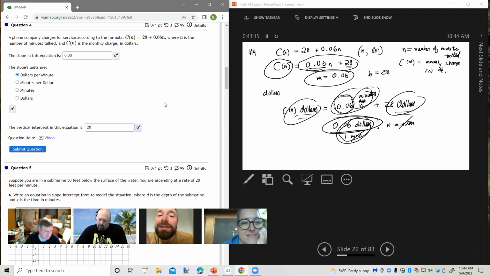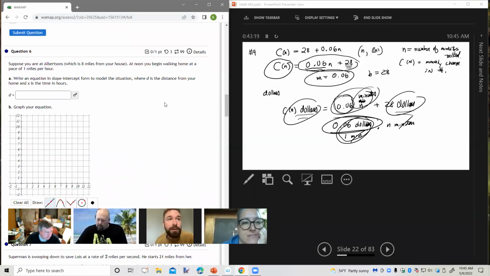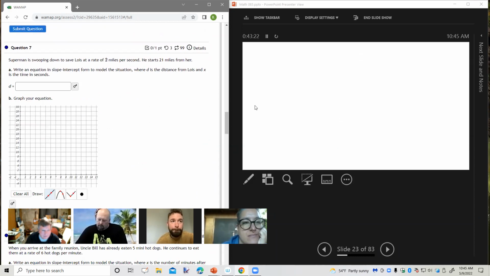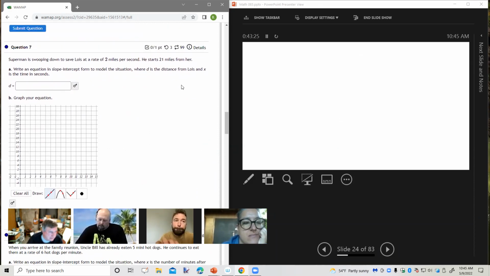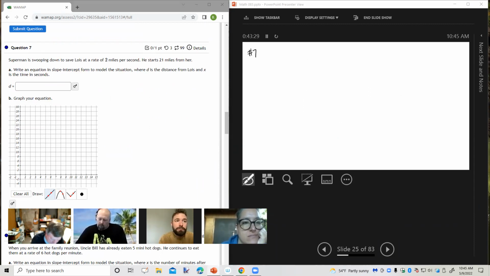Okay. Well, let's go on to another example. And let's take a look at number 7. Superman is swooping down to save Lois, that would be Lois Lane, at a rate of 2 miles per second. He starts 21 miles from her. Write an equation in slope-intercept form to model the situation where d is the distance from Lois and x is the time in seconds. And we see that our equation is going to be written in the form of d equals something, all right?